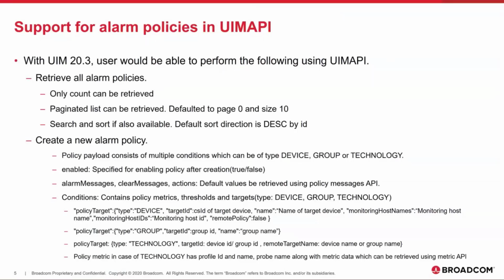For a policy target of type technology, the target ID is the device or group ID where it is applied, and the remote target name is the device name or group name. The policy metric in case of technology has the profile ID and name and the probe name along with the metric data, which can be retrieved using the metric APIs.